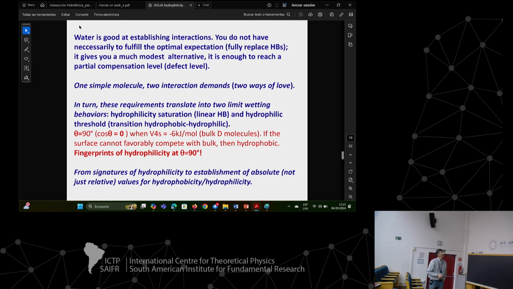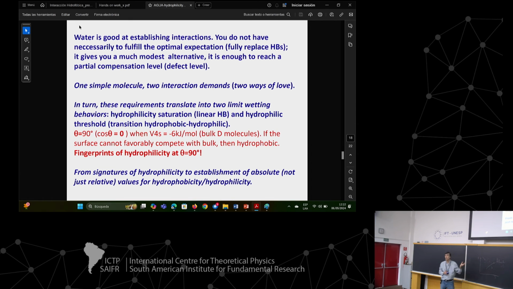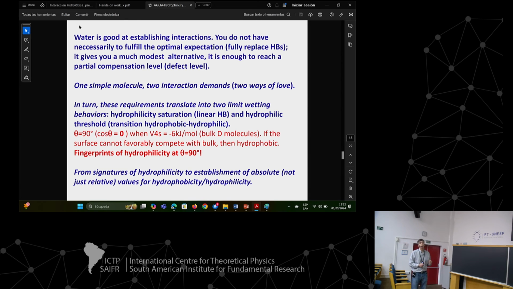You do not have to necessarily fulfill completely the hydrogen bond. Of course, that's the optimal expectation. But it also offers you an alternative. Okay, you cannot replace a hydrogen bond. But if you provide me an environment that is close to a defect, when this defect is in bulk, you're going to be hydrophilic. If not, if you're not able, okay, then you are hydrophobic.